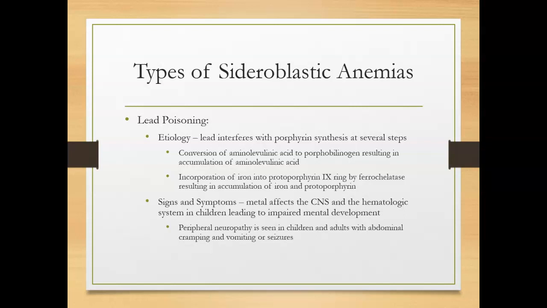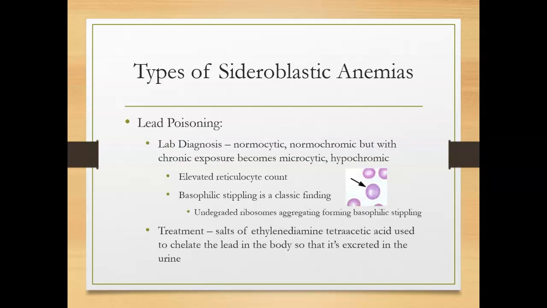But nowadays, with newer houses and newer paint, we usually don't have lead-based paint anymore, so we don't see it to be too much of a problem, but it can cause impaired mental development. They can also end up with a peripheral neuropathy in their hands and things like that. They can also have abdominal cramping, vomiting, and seizures.